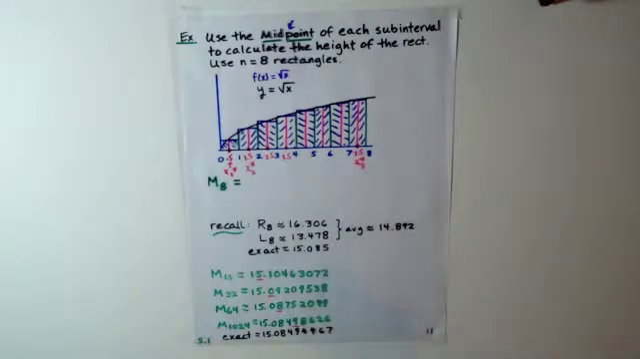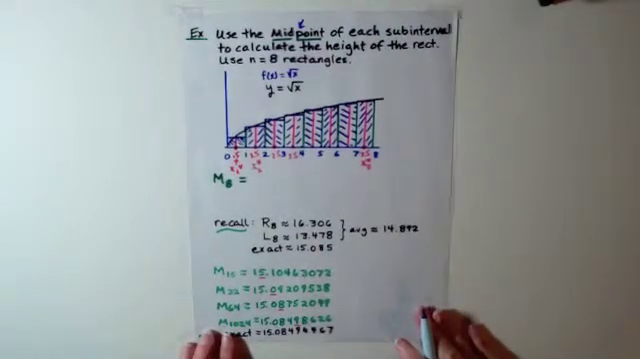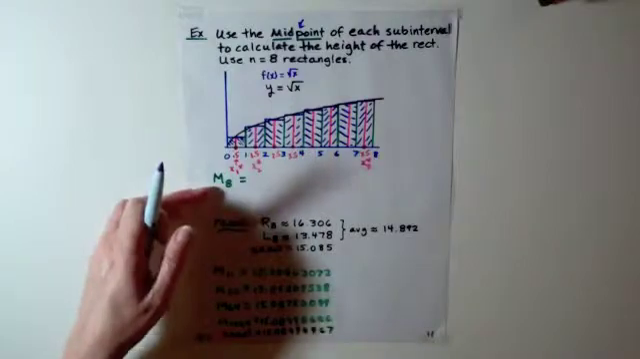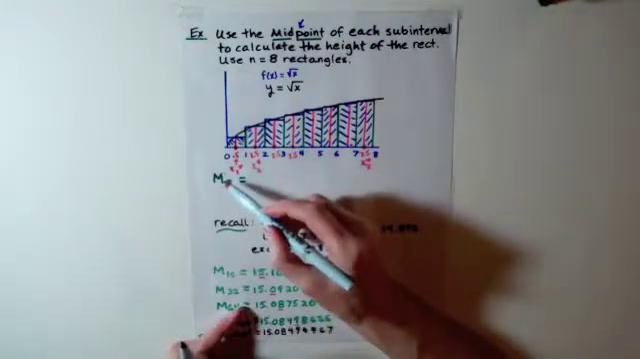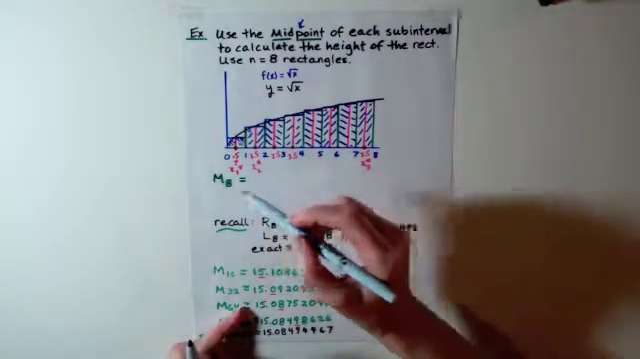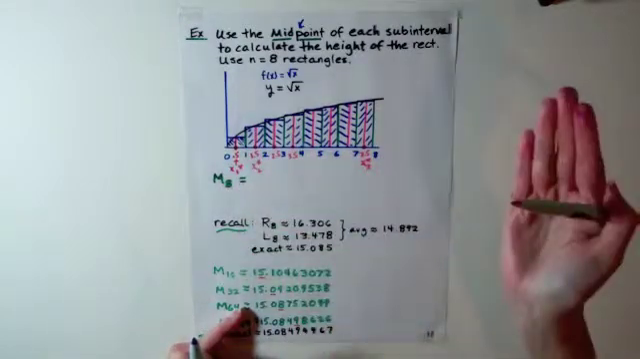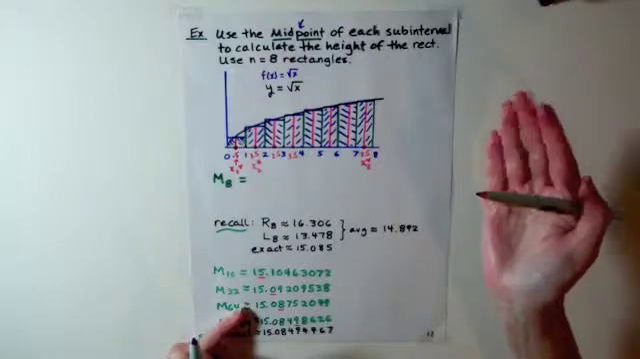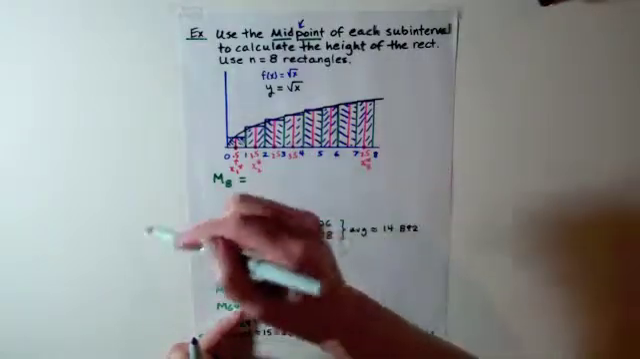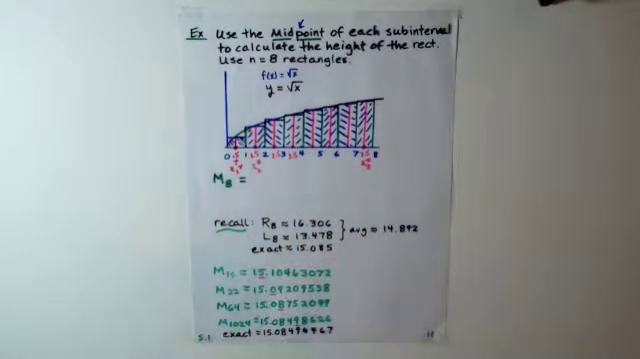And let's go ahead and see if we can figure out what each of those heights are so that we can write out the sum. This I'm going to call M sub 8 because we are using the midpoints rather than R sub 8, where we used the right-hand endpoint of each subinterval, and L sub 8, where we used the left-hand endpoint. Here we're using the midpoint, so we usually say M sub 8.